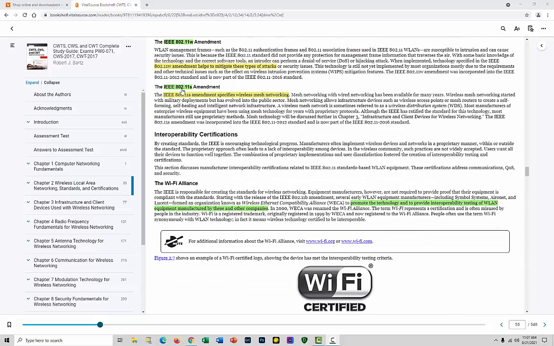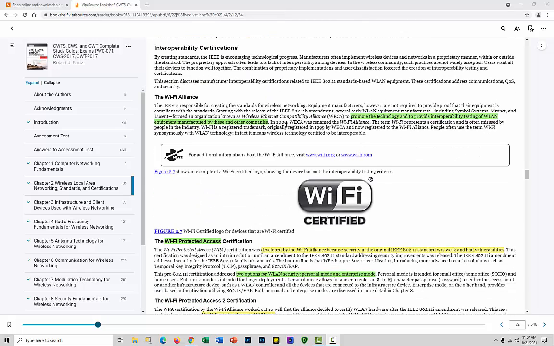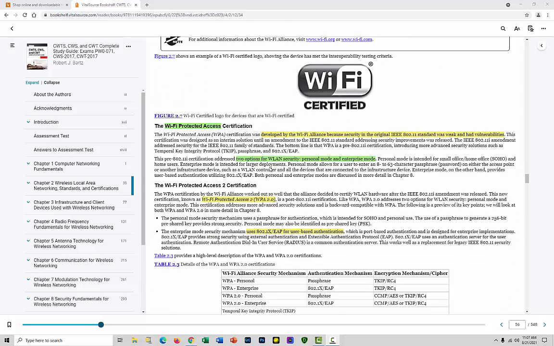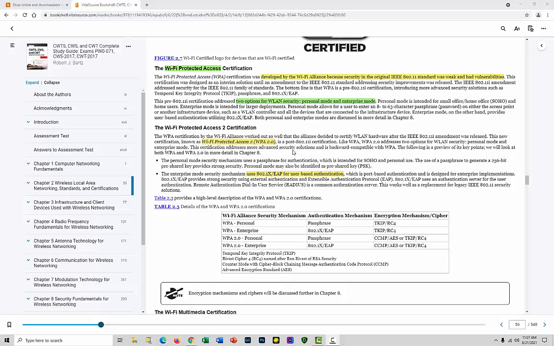S has to do with 802.11s mesh technology. Then we needed a way to certify. IEEE came up with the standards, but how do you certify that the manufacturers meet them? And that would be this symbol right here, Wi-Fi Certified. That's what that is.